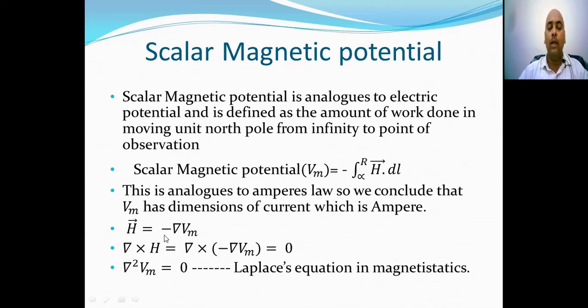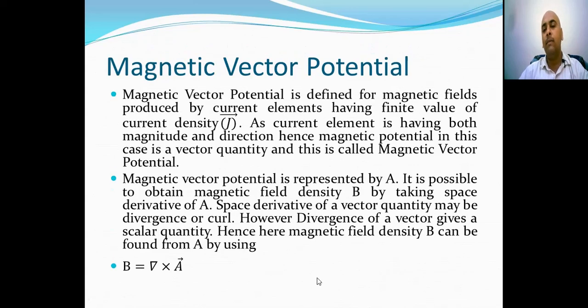If we take the cross product on both sides using del, we obtain that del cross H is equal to del cross minus del of Vm, and the curl of the gradient of any function is equal to 0. So from these two equations we obtain that del square Vm is equal to 0, which is called Laplace equation in magnetostatics.